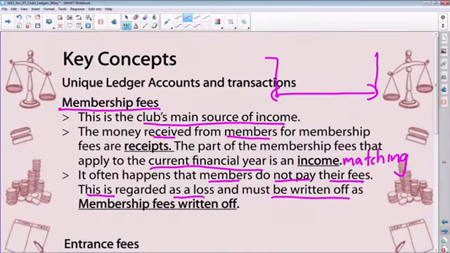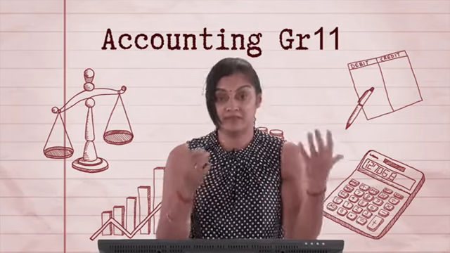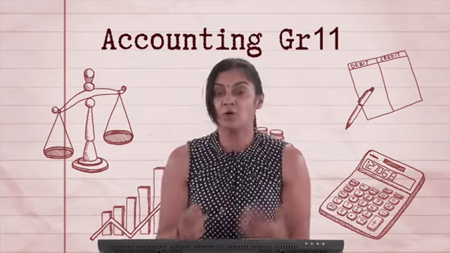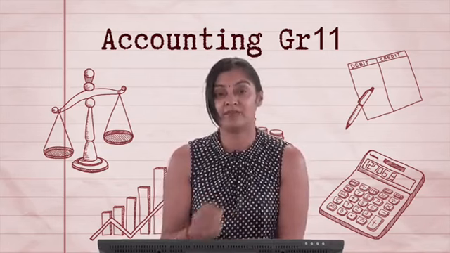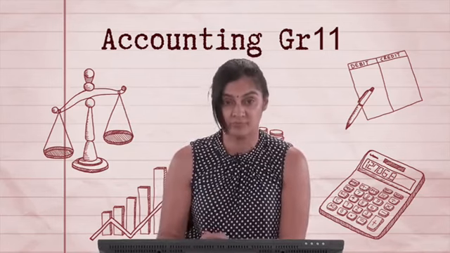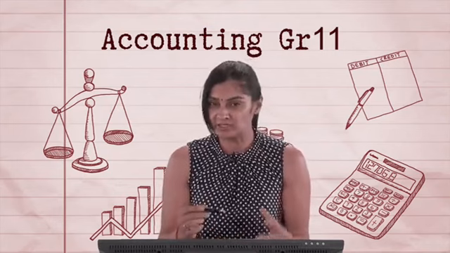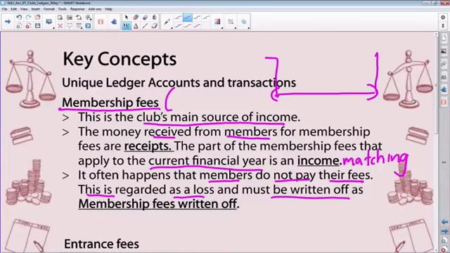Just as we sometimes write off debts that a debtor owes the business and has not paid, we are going to come across scenarios where a member, for some reason, has not paid his membership fees. Maybe he doesn't want to belong to the club anymore, and as a result, we now need to write off his membership fees. So membership fees, what can we conclude in terms of this account? It's obviously going to be owner's equity because it is an income and impacts on profit. Membership fees written off, also owner's equity, but this has to be an expense because it's obviously a loss for the business. Right, let's look at the next unique account.